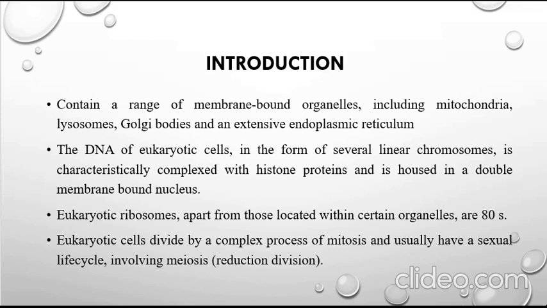Eukaryotic ribosomes, apart from those located within certain organelles, are 80S. So we have studied earlier that the prokaryotic ribosome is actually 70S, while that of the eukaryotic is 80S. Eukaryotic cells divide by a complex process of mitosis, and usually have a sexual life cycle involving meiosis or reduction division. So what happens in the eukaryotic cell is that a sexual life cycle actually takes place, and the process of mitosis is one in which the cell divides itself and produces new cells.